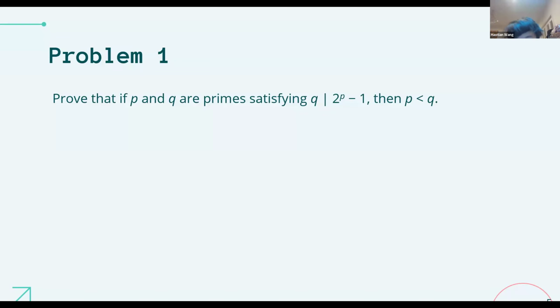Wait, as a hint, 2 to the p is congruent to 1 mod q. So therefore, by property 1, we actually know the order of 2 divides p.